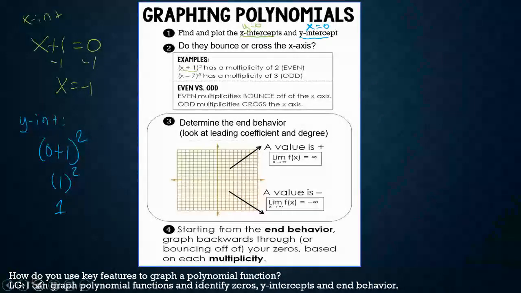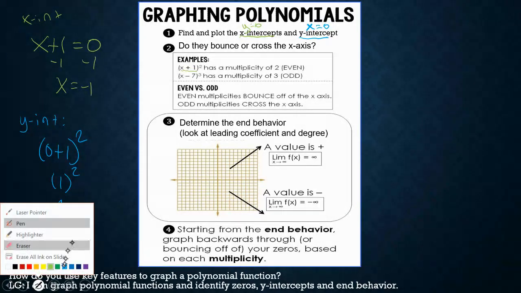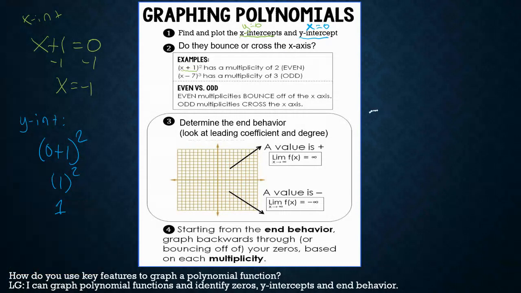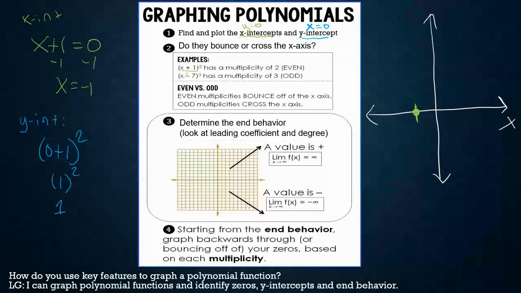All right, now I want to talk about the multiplicities, or how you know if it bounces or crosses the x-axis. Let me show you a quick picture of how you can tell whether it's going to bounce or cross. I'm going to draw these x-intercepts. I know it says it crosses at negative 1, so I'm going to put a big dot there at negative 1 and at positive 7, because 7 minus 7 would make that 0. So 1, 2, 3, 4, 5, 6, 7, somewhere right there.